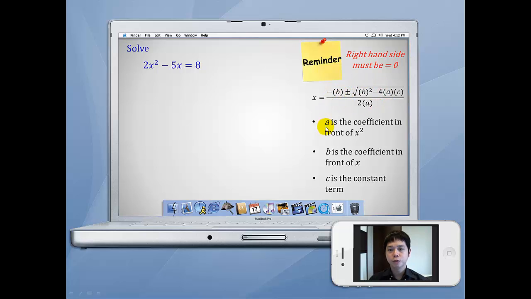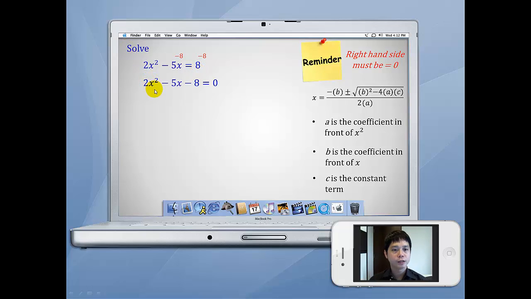Next, do take note that the value of a is actually the coefficient in front of x squared. The value of b is actually the coefficient in front of x, and the value of c here is actually the constant term. It is not correct to say that a is the first term, b is the second term, and c is the third term. That is definitely wrong. So in order to solve this equation, we must first make the right hand side equals to 0, and hence we will subtract 8 on both sides.